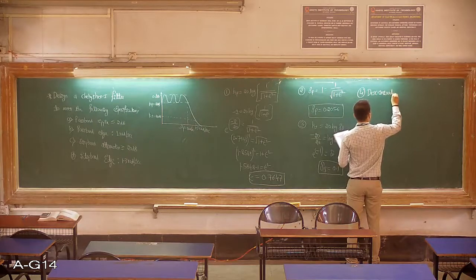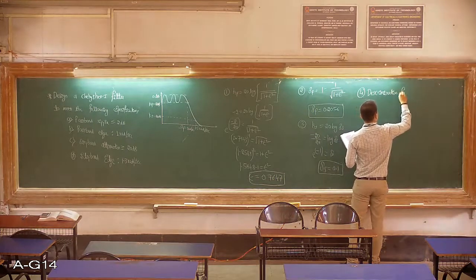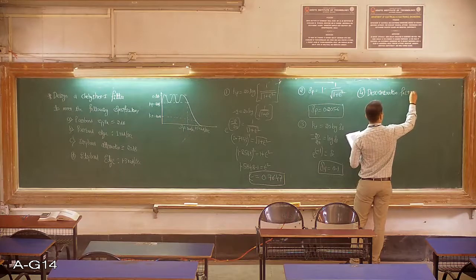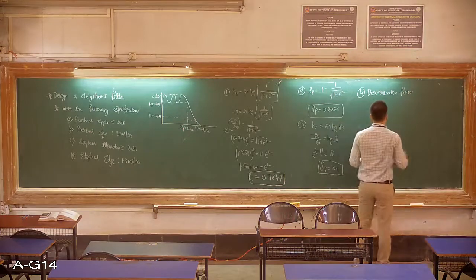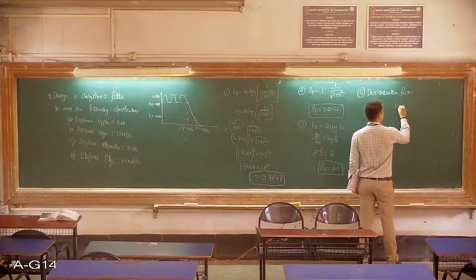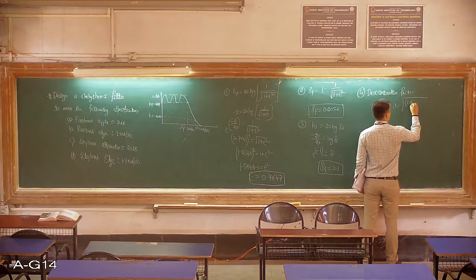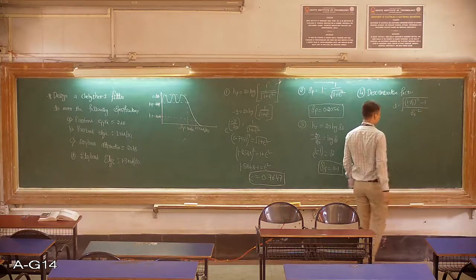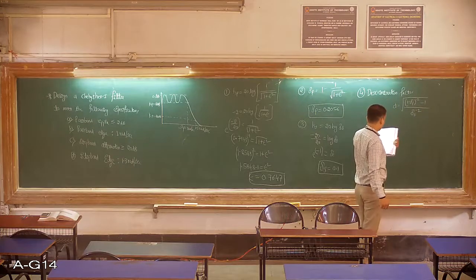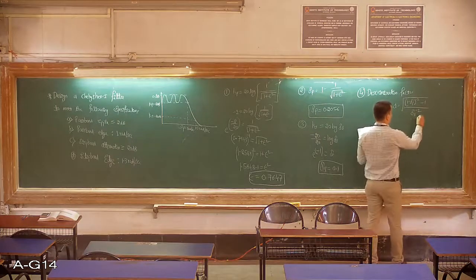Discrimination factor. D is equal to square root of 1 minus delta P raised to minus 2, minus 1, divided by delta S raised to minus 2, minus 1. Is it correct? Yes. Here it is also minus 1.